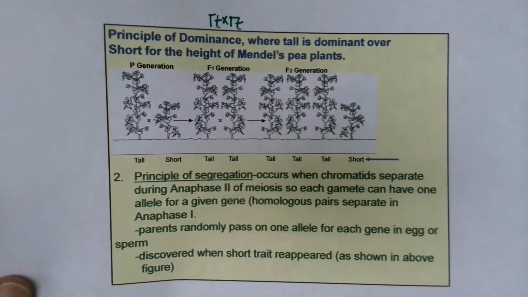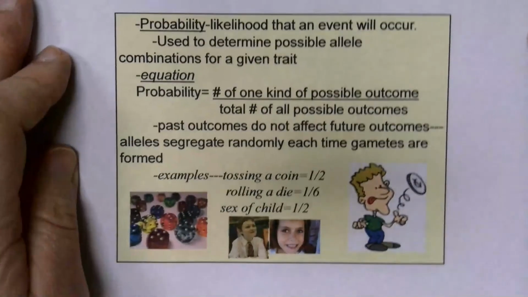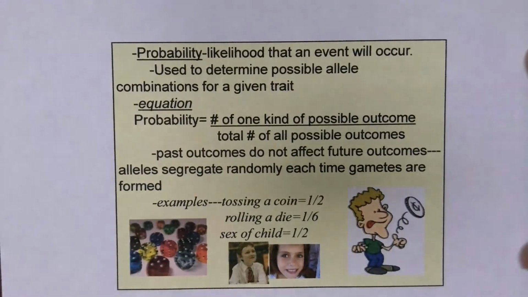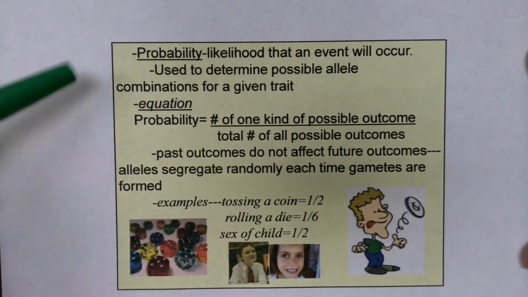Okay, so we're randomly going to get one allele from each parent, depending on what the gamete that is used is. Okay, remember gametes are either egg or sperm. All right, so next, let's talk about probability.